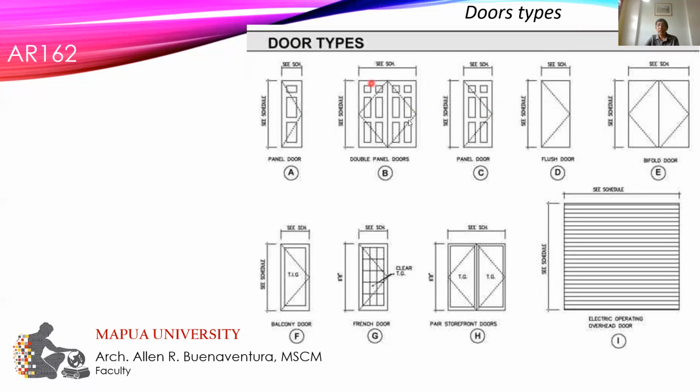This is very important because that will indicate the swing of the door and where you will put the door hinges. This is the area where you will put the door hinges. Okay. So this is a panel door. This is a double panel door. This is a flush door. A bifold door. This is a balcony door. This is a French door. This is a storefront door, and this is a roll-up door. Okay.